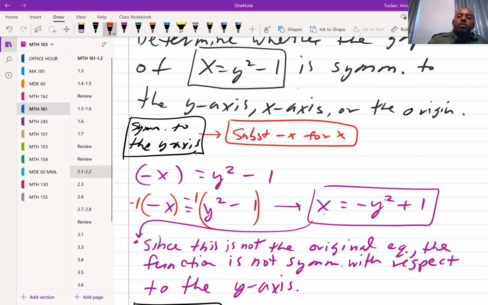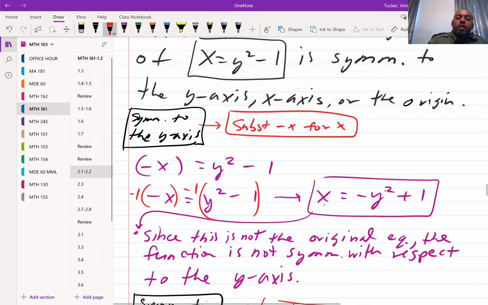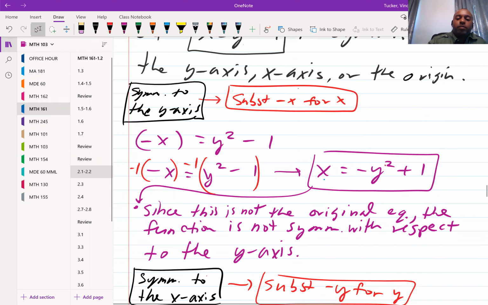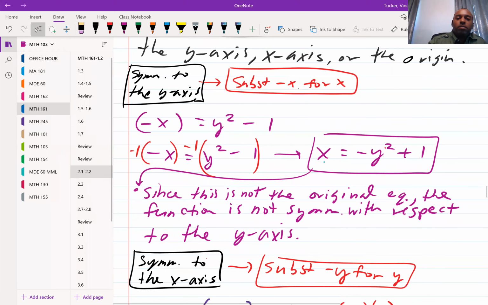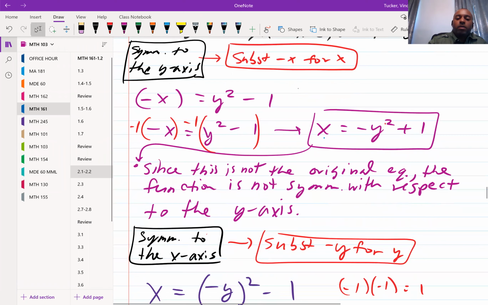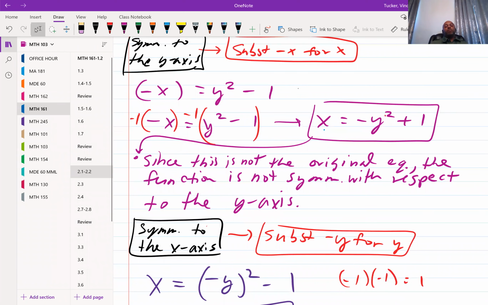All right. Any problems with that one before I scroll to the next one? All right, so the next one, symmetric with respect to the x-axis.